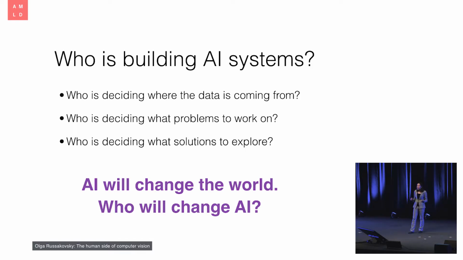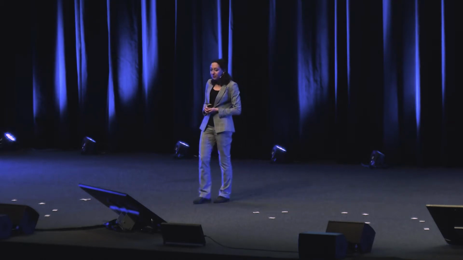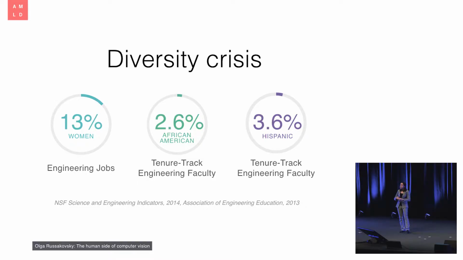It is changing the world already. And the question is, who will change AI? Who will be building these systems? So this is the sad part. There is very much a diversity crisis in AI on many different levels.